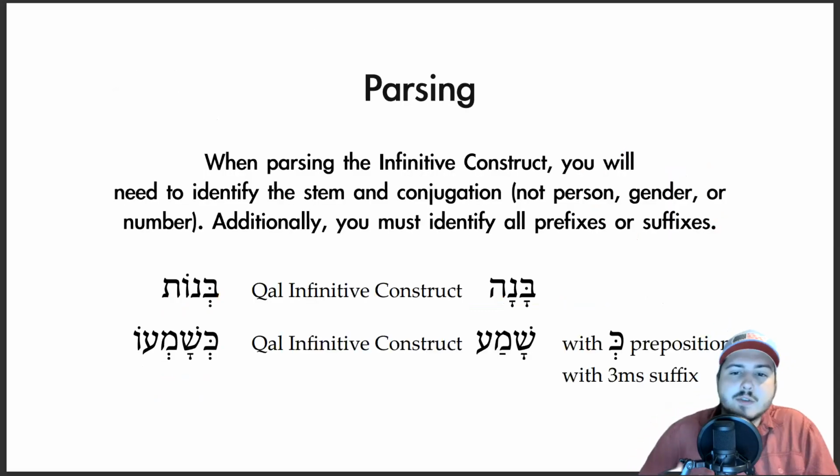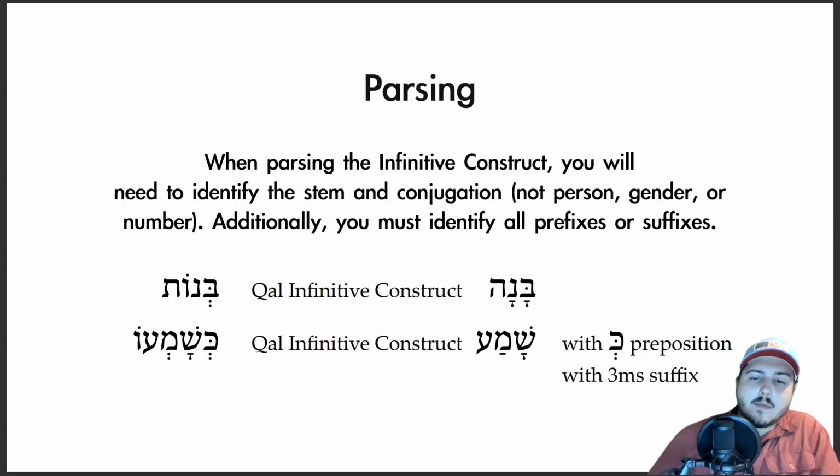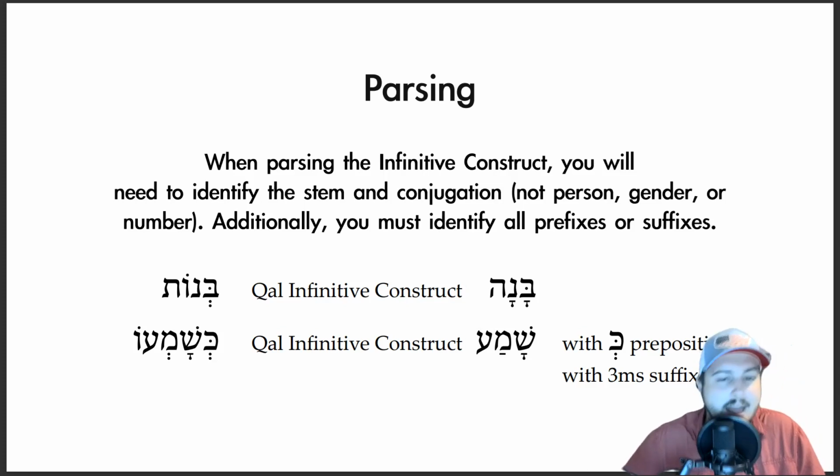Parsing of the Qal infinitive construct is like this. Look at that bottom example. Kishmo would be a Qal infinitive construct. So we don't have to give person, gender, number. We don't have to do third common plural, first common plural, none of that. We just simply say infinitive construct from the root shema, which means to hear. And then we're going to say with a kaf preposition with a third masculine singular suffix. That's how you parse those. You parse it out by identifying that it's an infinitive construct. You identify whatever is attached to it.